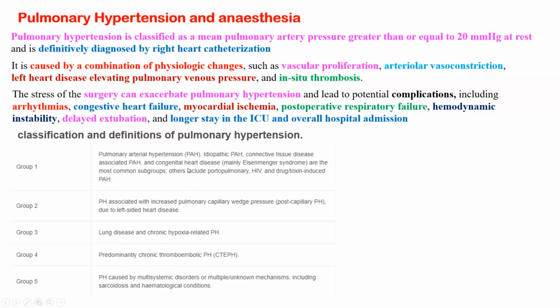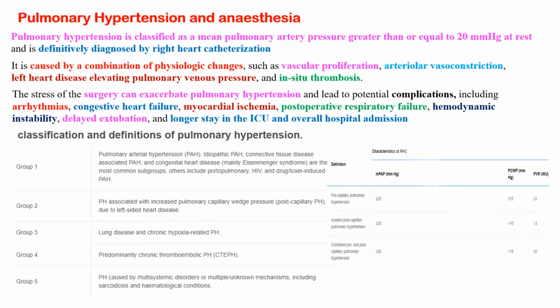So you have to imagine the whole pulmonary vasculature, starting from the pulmonary artery, the capillary system, the venous system. Group 1 is the arterial, group 2 is the capillary or left-sided disease, 3 is lung disease, which is unconnected to the circulation, secondary to lung pathology. Fourth is the thromboembolic phenomena causing a mechanical obstruction, and finally systemic disorders causing this problem. So these are the 5 categories of pulmonary hypertension.